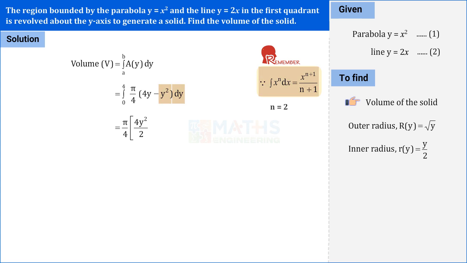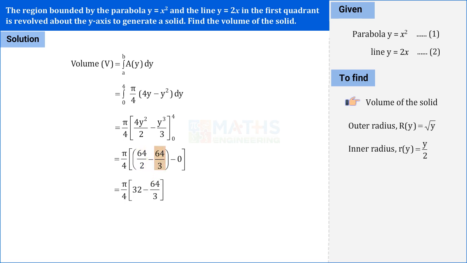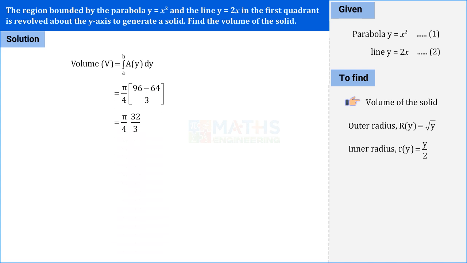In the second term, what is n value? N is equal to 2. So integral of y square is y cube by 3. Limit varies from 0 to 4. Substitute the upper limit 4 in the place of y minus lower limit 0 in the place of y. Simplify this. Volume is equal to 8 pi by 3 cubic units.